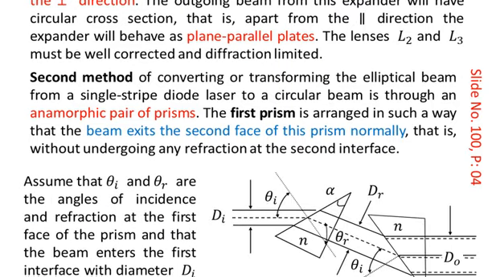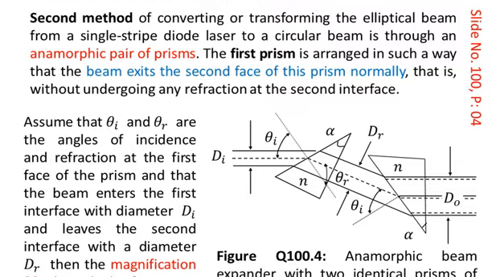So this is the description with respect to figure number 3. Now the second method of transforming the elliptical beam from a single strip diode laser to a circular beam is through an anamorphic pair of prisms. The first prism is arranged in such a way that the beam exits the second face of this prism normally, that is, without undergoing any refraction at the second interface.